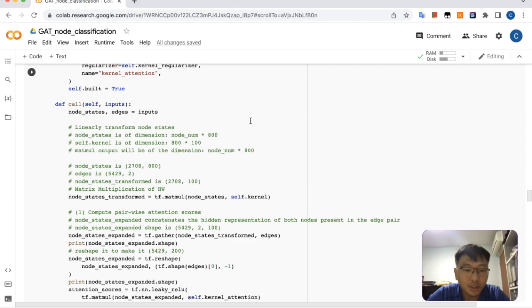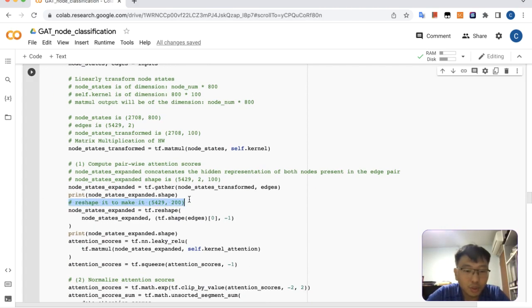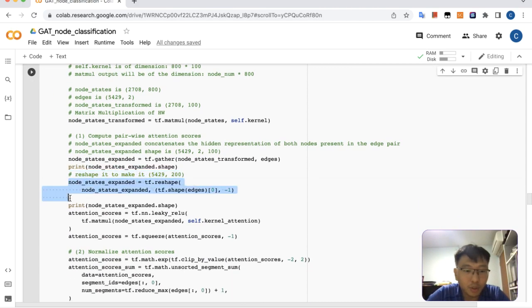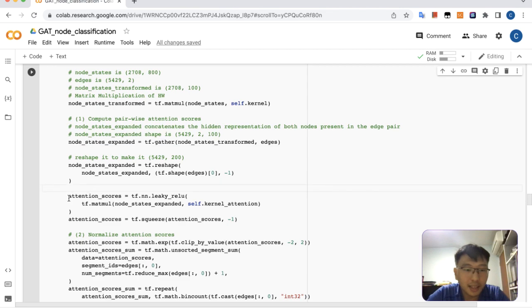Okay, so that was this bit here. This is the reshape part. Okay, we are done with this, I can delete this away. Okay, so the next part here is the attention.